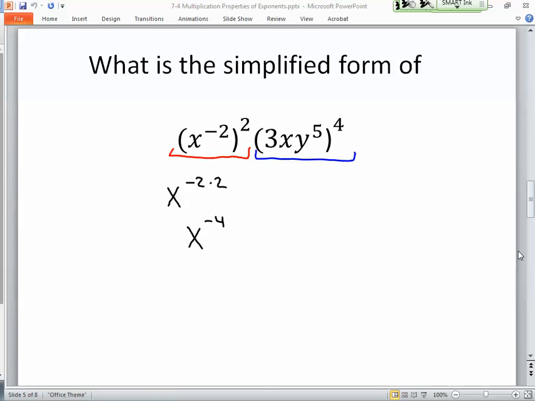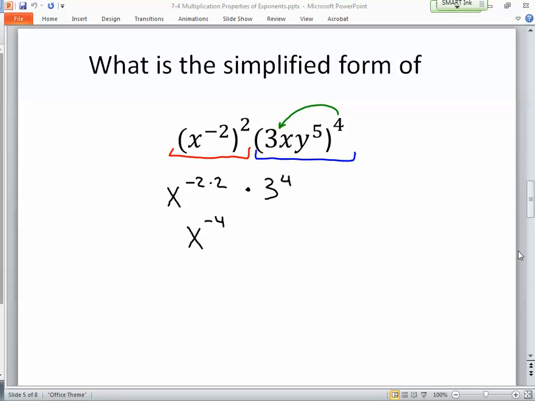For my second part here, I know that this power of 4 needs to apply to each of my coefficients and variables inside the parentheses. So it's going to apply to the 3 and the x and the y to the fifth. When I take that 4 and apply it to my 3, I'm going to end up with 3 to the fourth power.